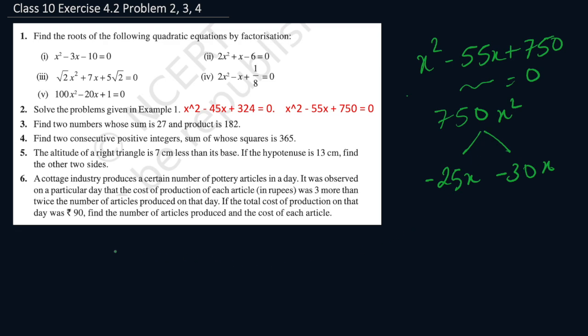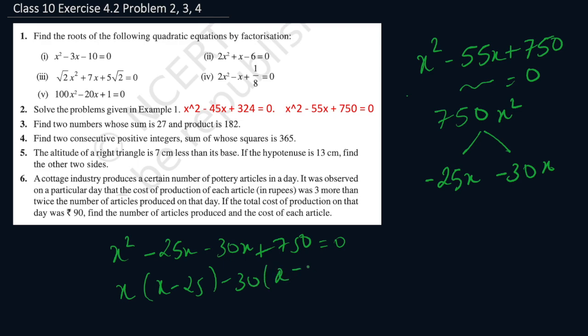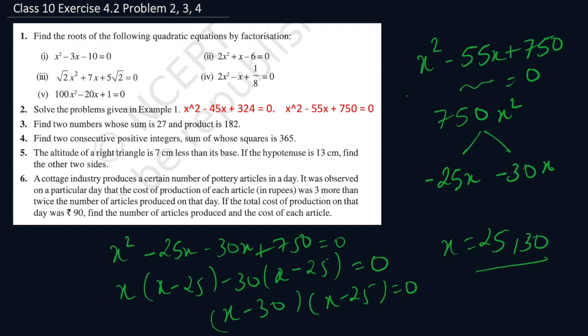So we can write it as x square minus 25x minus 30x plus 750 equals 0. So it will be x times x minus 25 minus 30 times x minus 25, which equals 0. So this will be x minus 30 times x minus 25 equals 0. So our x will be 25 comma 30. So our roots are x equals 25 and 30.